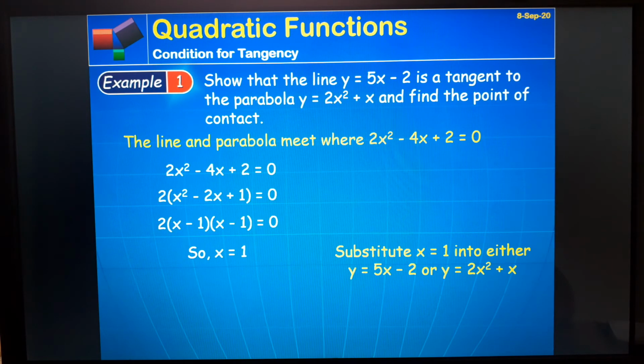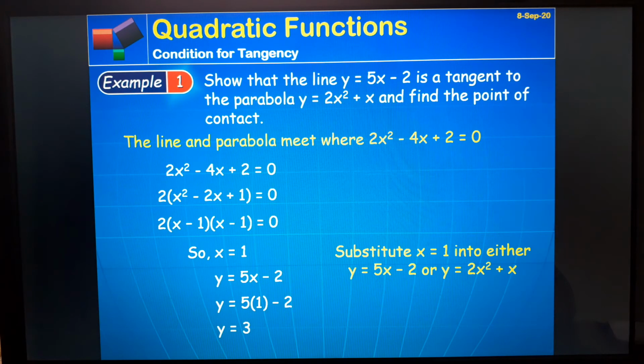If we want to find out what the second part of the coordinate is, which is the y part of the coordinate, we're going to substitute it into either something that begins with y equals, the 5x minus 2 from here, or y equals the 2x squared plus x from here. If we are substituting an x into a y equals equation, you're going to find the y part of the coordinate. So we've used the simpler one, which is y equals 5x minus 2.